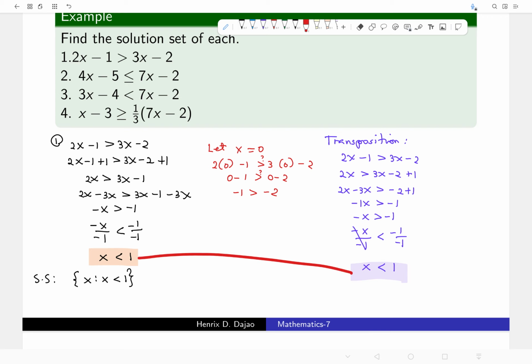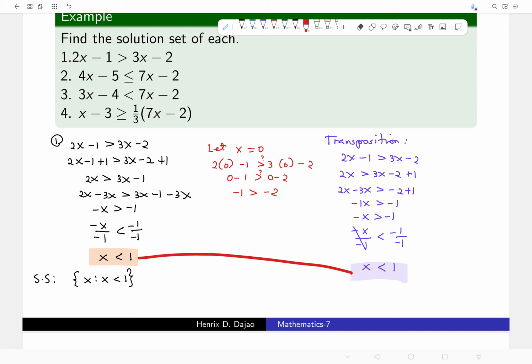So transposition still works in linear inequalities, even in other types of inequalities, even quadratic, so transposition still works. So I suggest that you use transposition to make our solutions less complicated. Okay, so that is number 1.